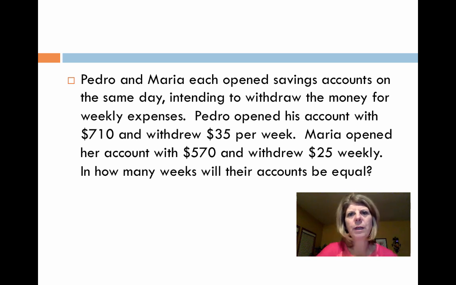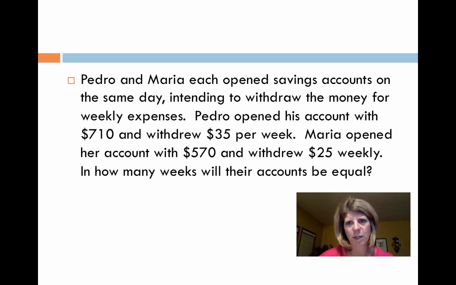Okay, so read this word problem. Pedro and Maria each opened a savings account on the same day, intending to withdraw the money for weekly expenses. Pedro opened his account with $710 and withdrew $35 per week, and Maria opened her account with $570 and withdrew $25 weekly. In how many weeks will their accounts be equal? So we want to know when they're going to be equal to each other. We can create a table, subtracting each time, but there are ways you can do it a little bit faster.